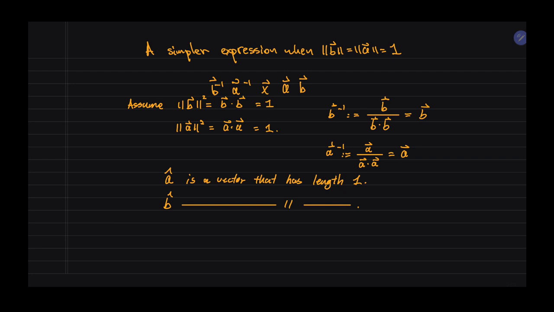So we can rewrite this expression. So B hat, A hat, X vector, and A hat, B hat. That will rotate X with twice of the angle from A to B.